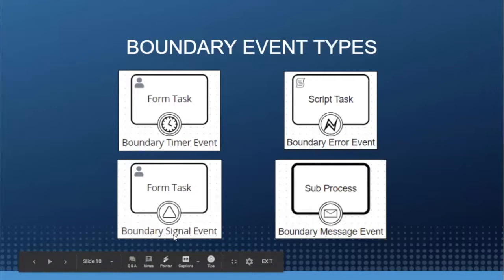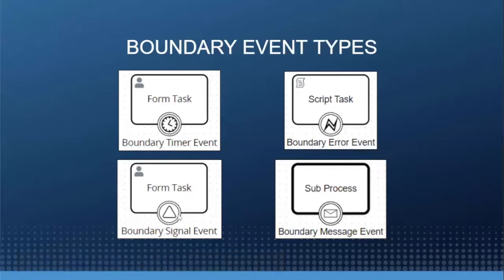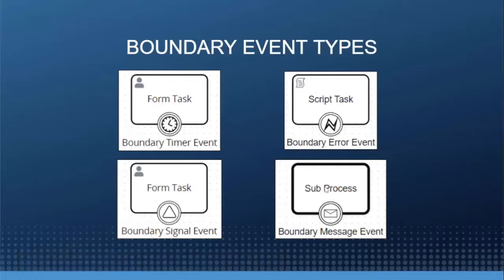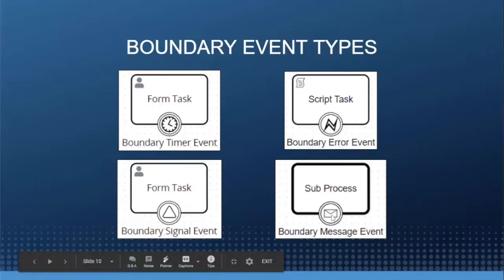You can also work with boundary signal events. So if while we are completing this task, we receive this specific signal, then we are going to interrupt this task and we're going to activate an alternate flow again. And finally, you can see that for subprocesses, and when a subprocess is executed, we can also interrupt that execution based on a message, an error event, a timer event, or a signal event. So we have those options right here.